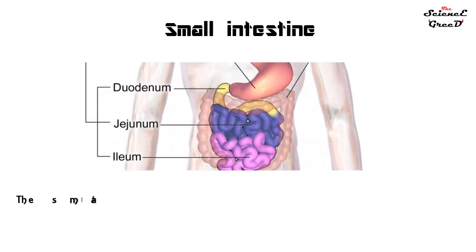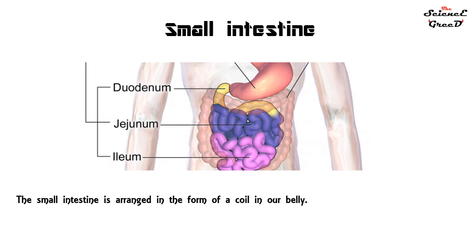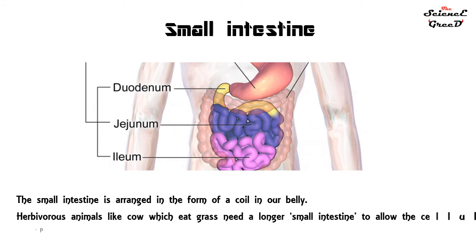Small intestine. The small intestine is arranged in the form of a coil in our belly. Please note that the length of the small intestine differs in various animals depending on the type of food they eat. For example, cellulose is a carbohydrate food which is digested with difficulty. So, the herbivorous animals like cow which eat grass need a longer small intestine to allow the cellulose present in grass to be digested completely.